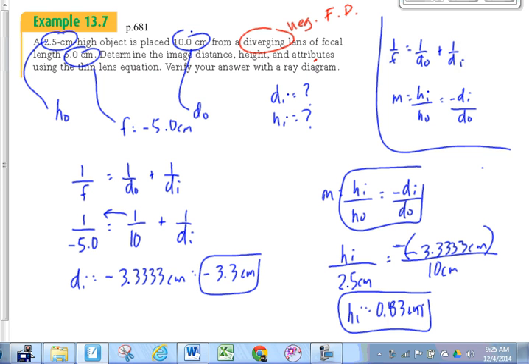Okay, what about the attributes now? There's 3 of them. Can anybody give me one of the attributes? I don't care which one. Give me one of the attributes, one of the characteristics. One of them staring me right in the face. Yep. It is virtual. How do you know? Okay. Caitlin, good point. It's virtual because it's a diverging lens. Be careful with that, but you're right.